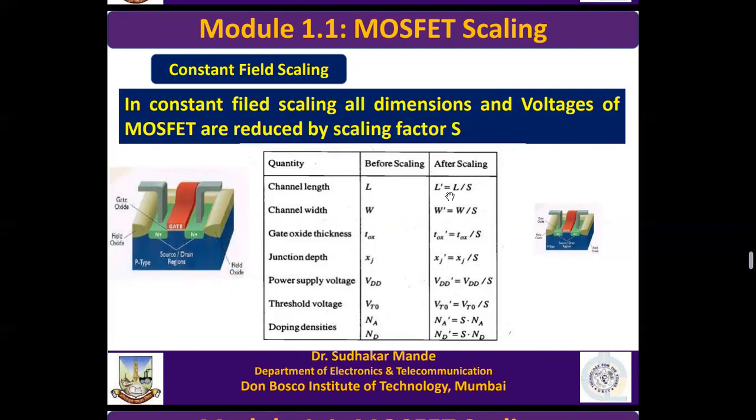So see, after constant field scaling, what happens? Channel length L dash reduces by factor S. W dash reduces by factor S. Oxide thickness reduces by factor S. Junction depth also reduces by factor S. Supply voltage VDD also reduces by S. Why are we reducing the supply voltage? Because this is constant field scaling. We are reducing the dimensions as well as the voltages. All the voltages will go down by S. Then acceptor doping Na is increased by factor S, and doping is also increased by the factor. So this is before scaling and after scaling. These are the parameters of MOSFET for constant field scaling. Now we will see what is the impact on the performance of MOSFET.